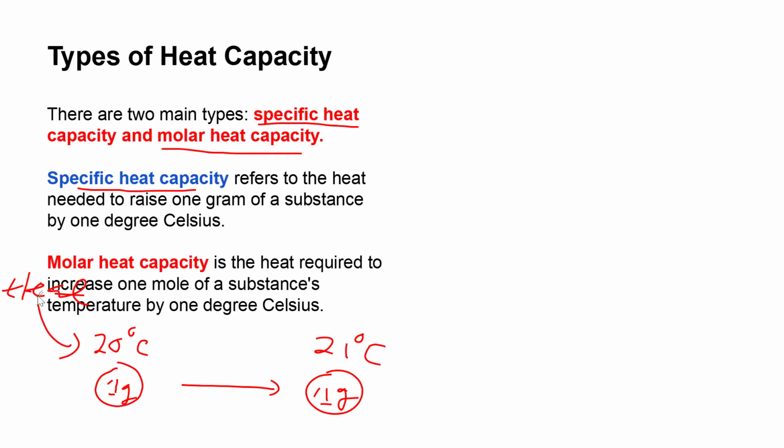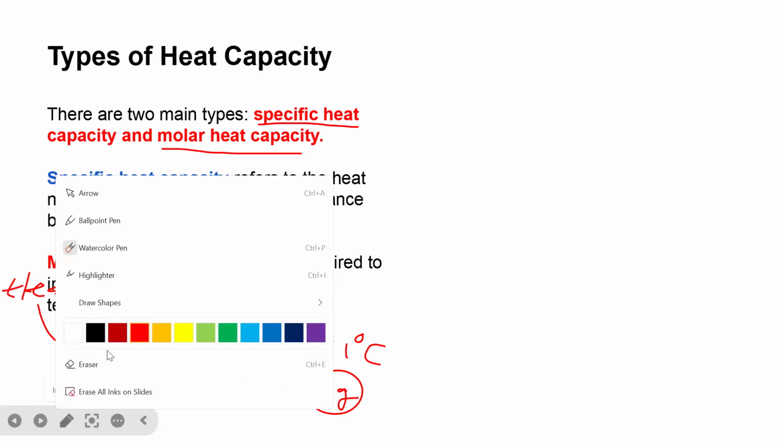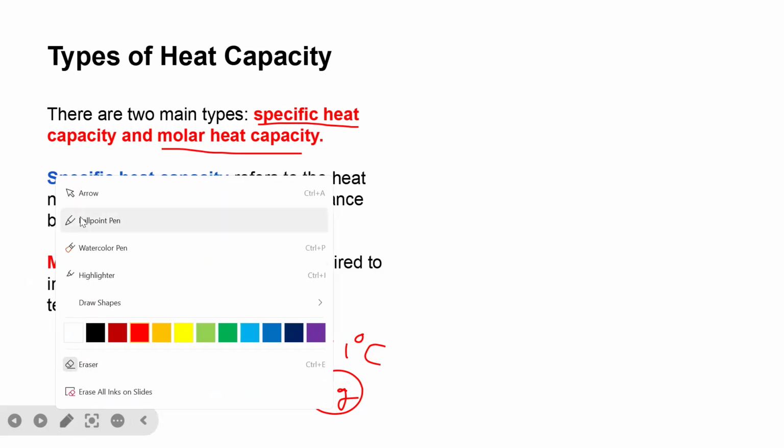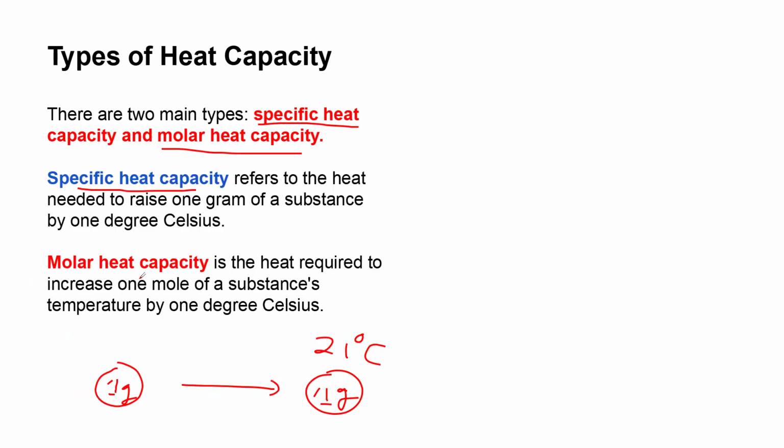The next thing is molar heat capacity. So what is molar heat capacity? It is the heat required to increase the temperature of 1 mole of a substance by 1 degree centigrade. The only difference between specific heat capacity and molar heat capacity is that in the case of molar heat capacity, we are talking about 1 mole of a substance, and in the case of specific heat capacity, we are talking about 1 gram of a substance. So the only difference is mass and mole.